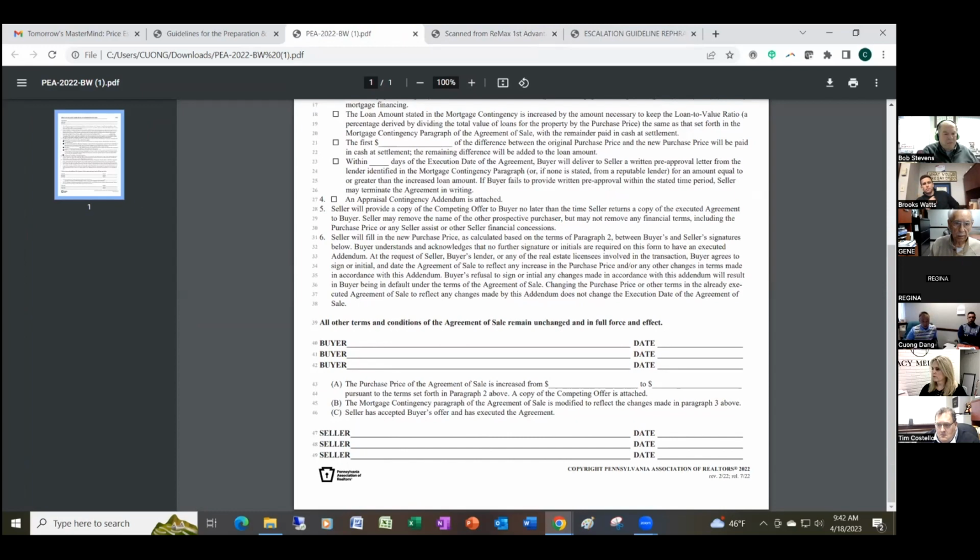Paragraph 6, they call this the seller's final step. Seller will fill in the new purchase price as calculated based on the terms of paragraph 2 between buyers and sellers' signatures below. Buyer understands and acknowledges that no further signature or initials are required on this form to have an executed addendum. So again, here it is.